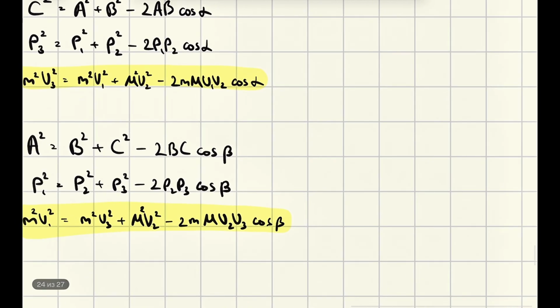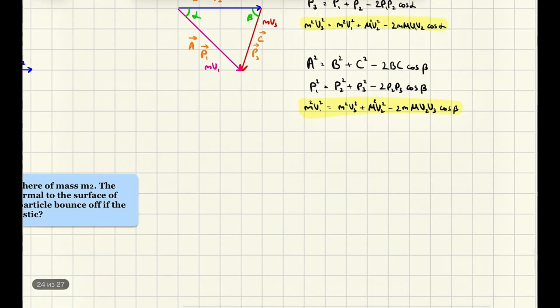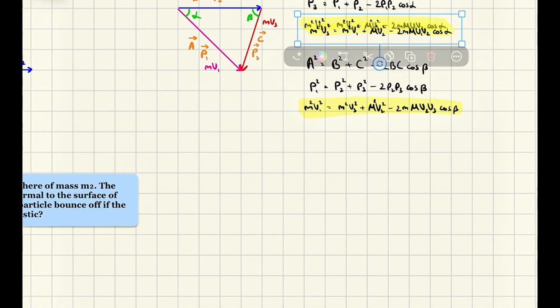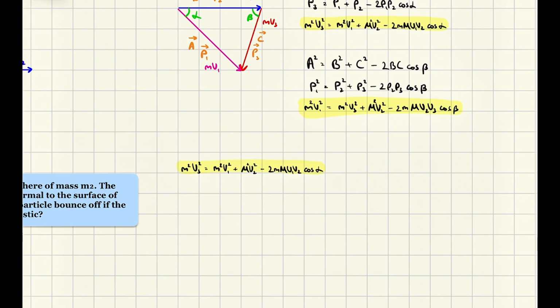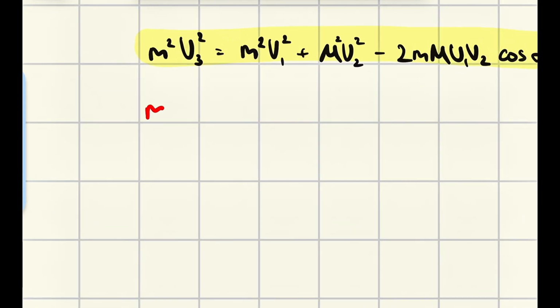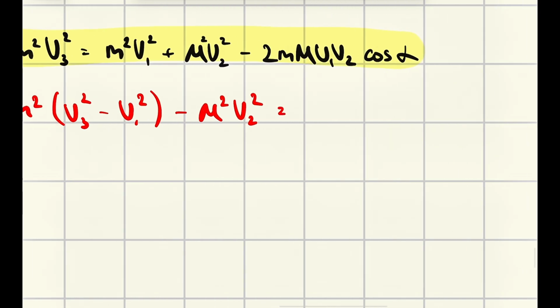Let me choose red maybe. Okay, M comes out. Maybe, just maybe, I should copy it somewhere here, and continue work. This would be m squared, v3 squared minus v1 squared, because I just took it and moved it there. This thing is minus as well. This is m squared v2 squared. Okay, this thing is right now minus 2 m M v1 v2 cosine alpha.